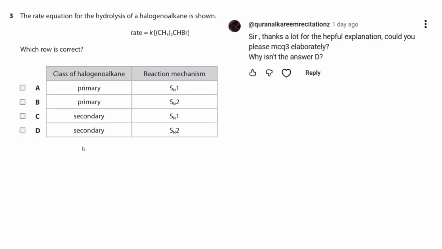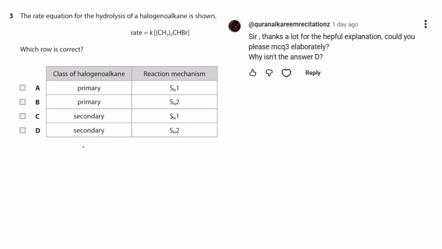Why did I discuss all this part? Because I have this request. This request says, could you please explain this MCQ 3? Why is the answer not D? Okay. So why is it not D? Now let's go to this one. Why is the answer not D? Now we have the answer.